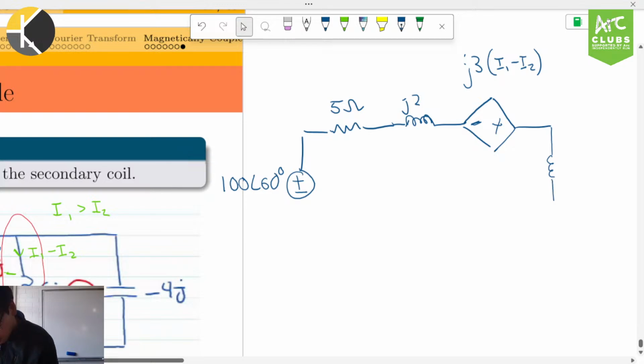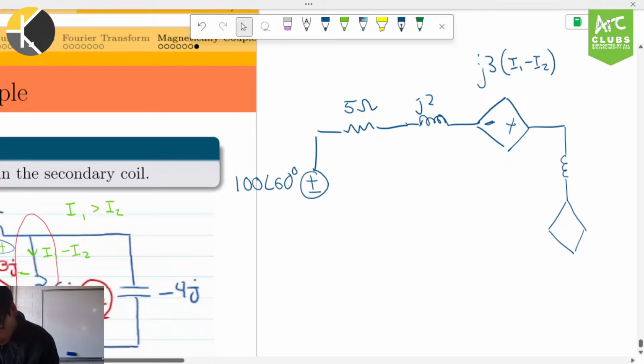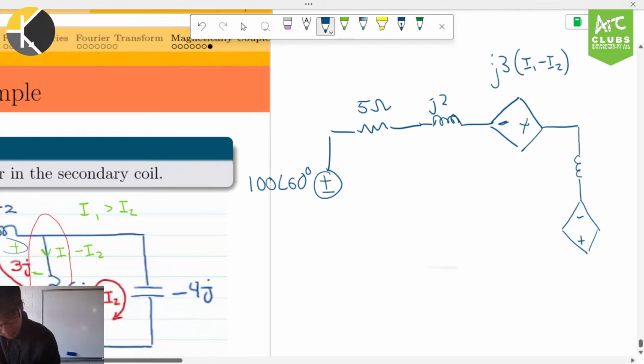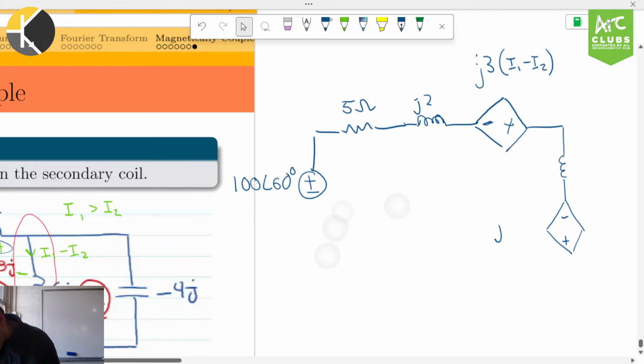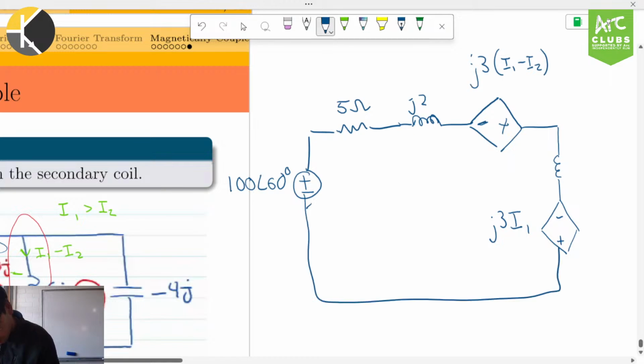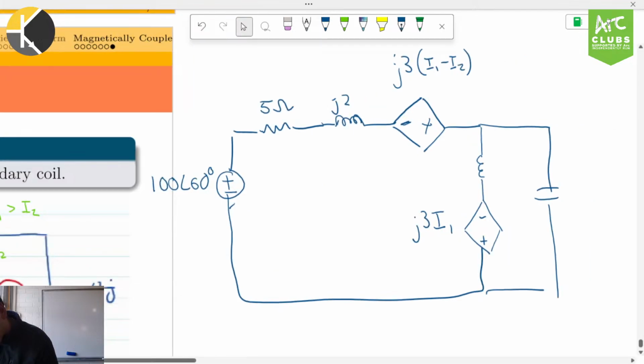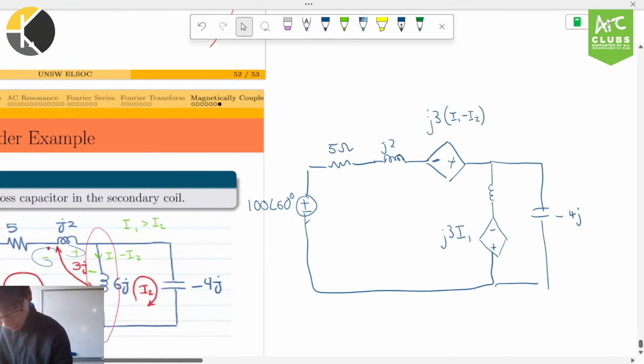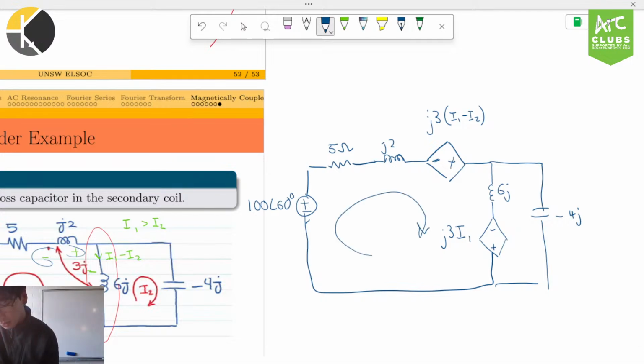Continuing on, we will have another dependent source. It'll be negative and positive there. And then we're going to have j3 of simply I1. Cool. So that completes our circuit. And this was 6j. So now we're just going to apply KVL again.